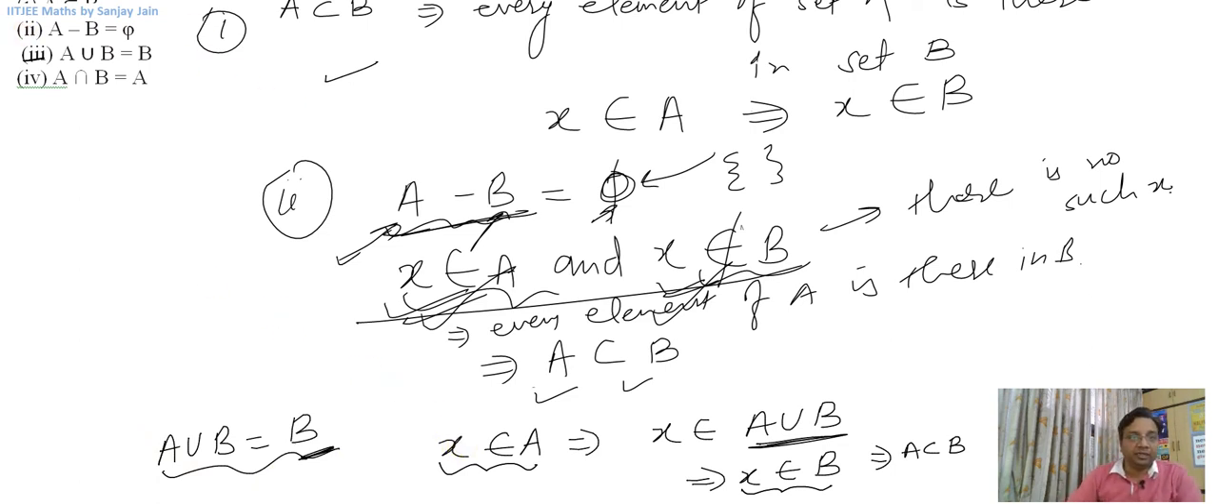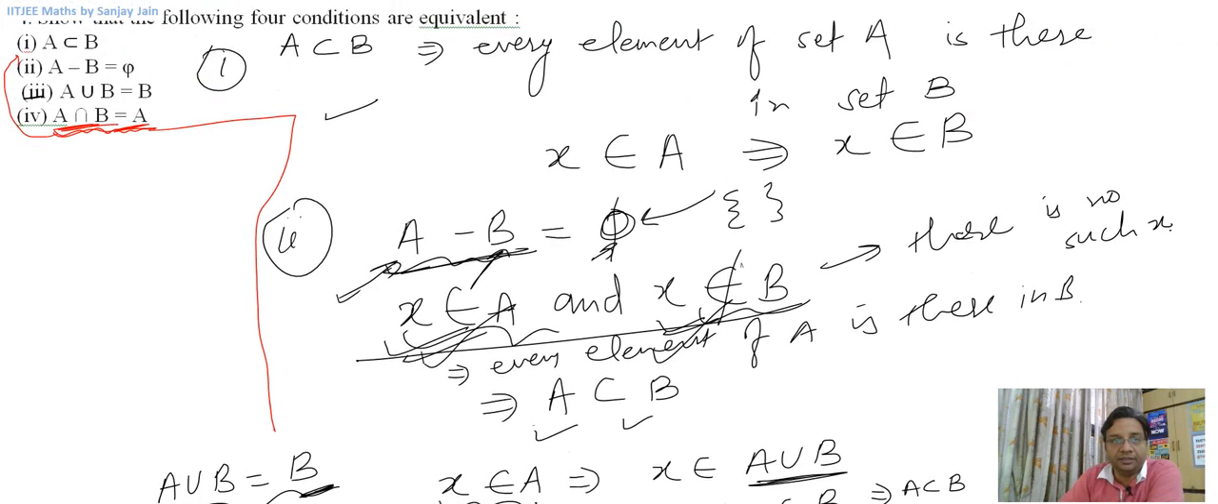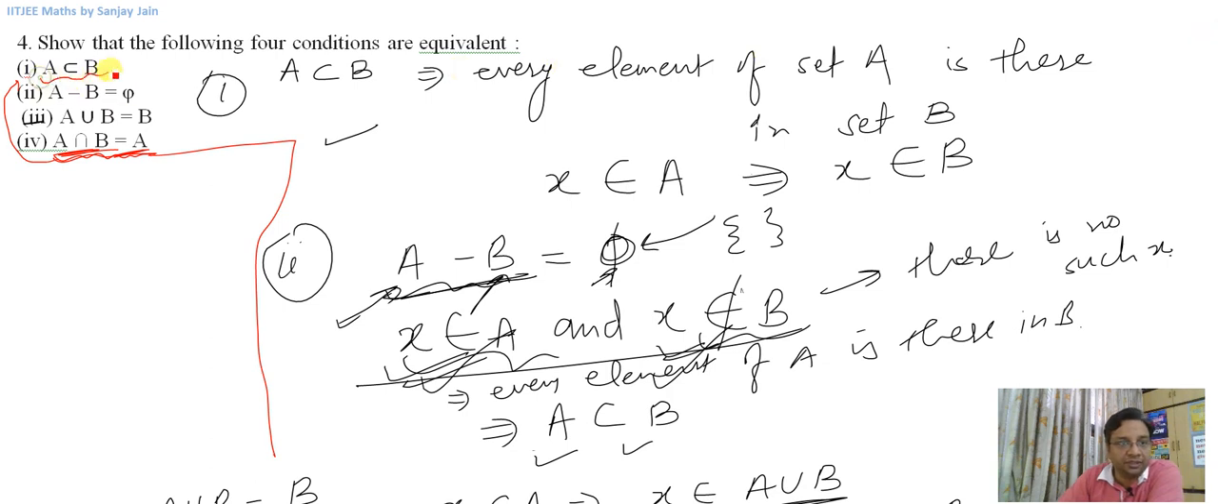Okay, let us look at the last statement. A intersection B is equal to A. The last statement is this one, right? Now we need to see whether this is equivalent to the first statement or not, which was A is a subset of B. Let me show you. This was the first statement, and we need to see whether this fourth statement is equivalent to it or not. So if I consider that X belongs to A, A is a subset of B.